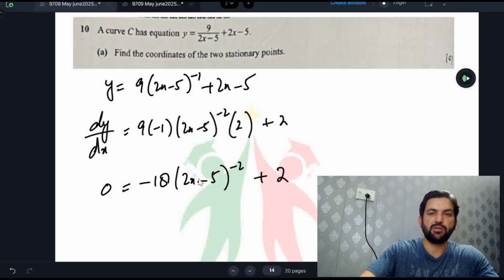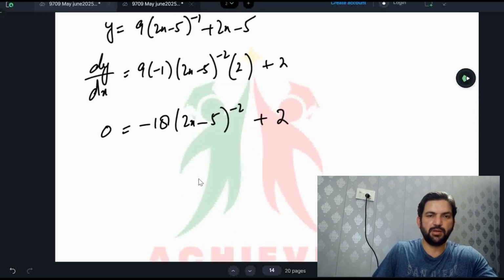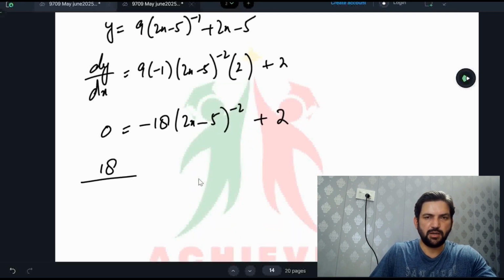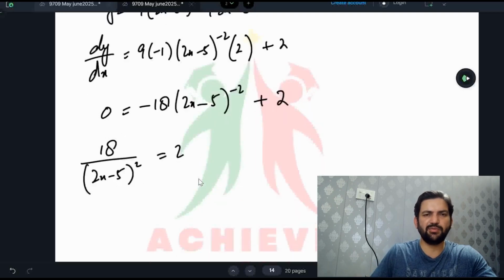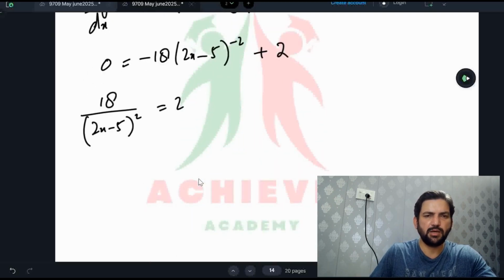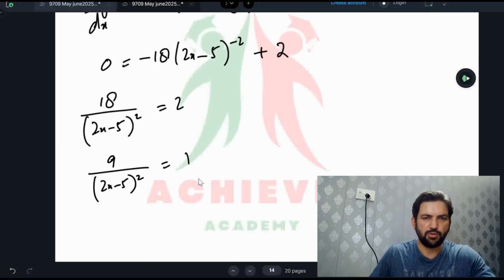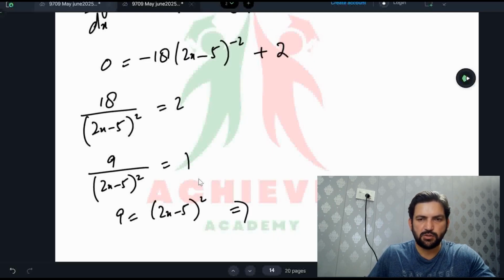If we simplify it further, this will be 18 divided by (2x minus 5) whole square is equals to 2. We can divide by 2 on both sides. So this will be 9 divided by (2x minus 5) whole square is equals to 1. So 9 is equals to (2x minus 5) whole square. Take square root on both sides. So 2x minus 5 will be equals to plus minus 3.